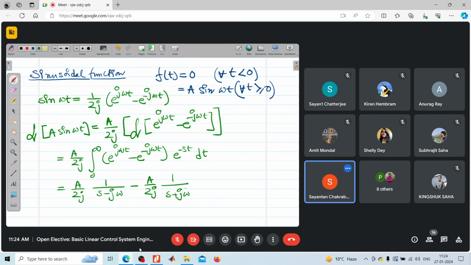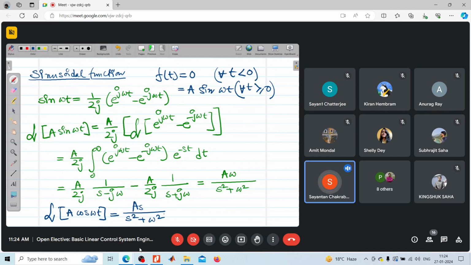So upon simplification, it will come out to be a omega by s square plus omega square for a sin omega t. Similarly, it can be shown that the Laplace transform of a cos omega t will be a s by s square plus omega square, right? So these are some very common functions that you normally use and their corresponding Laplace transforms, right?